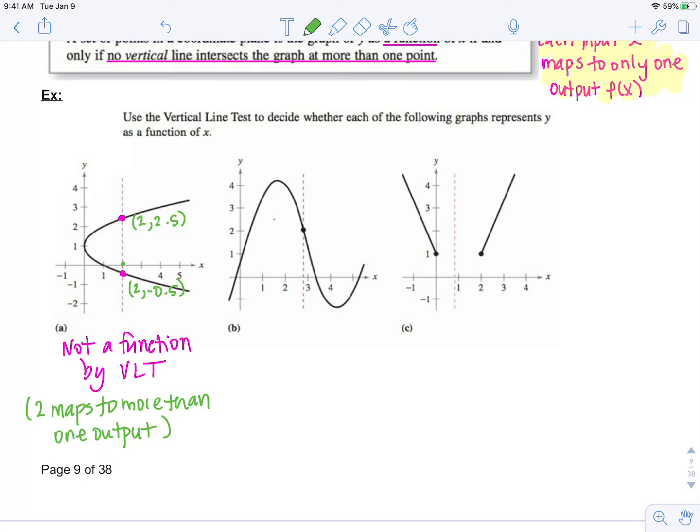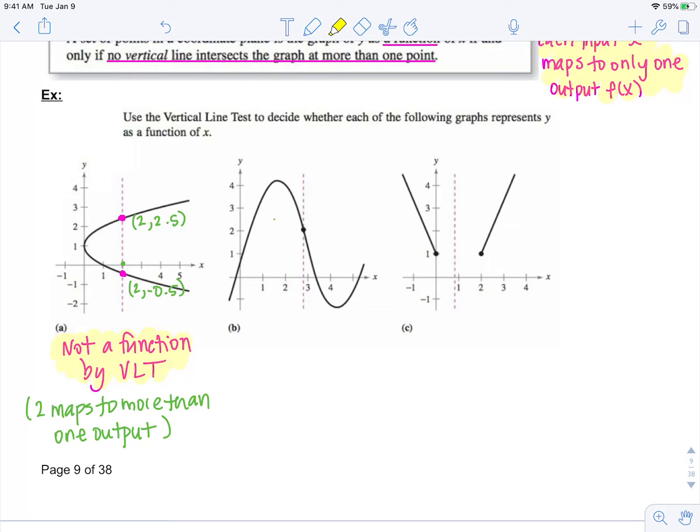So without having to say that, we can just use the vertical line test, and if that input on that one vertical line maps to more than one output, then that graph is not a function.